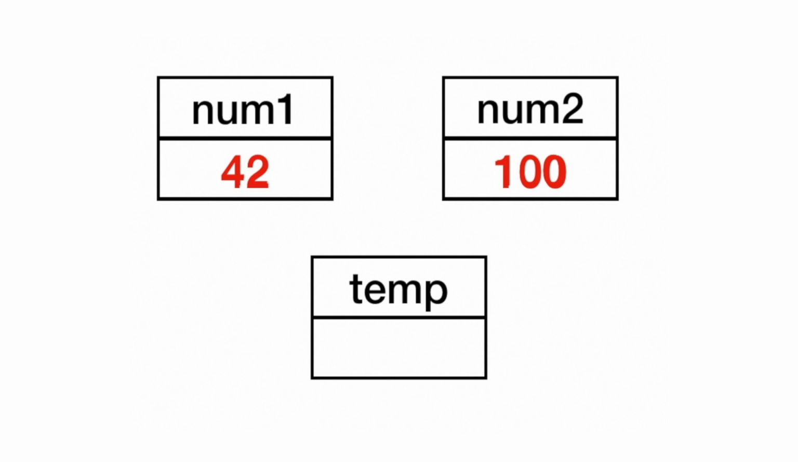So here we have num1, num2, and temp. So what happens is when we say temp equals num1, 42 is copied into temp. And when we say num1 equals num2, 100 is copied into num1. And when we say num2 is equal to temp, 42 is copied into num2. And that's how it works.